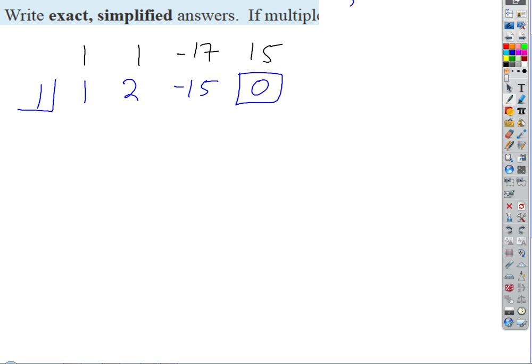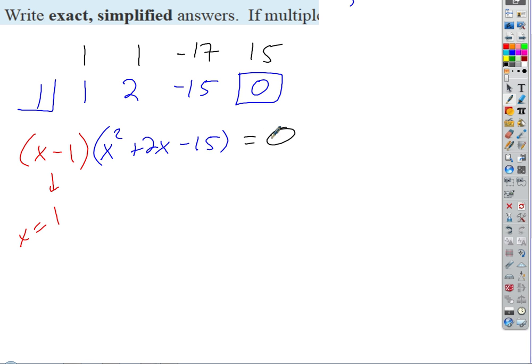What does this correspond to in terms of a quadratic factor? Okay, good. This corresponds to x squared plus 2x minus 15. We don't have to write it, but 1 was a successful zero, so that would have been the factor x minus 1. We don't need to write that because we already have that zero. So this one gave us x equals 1. Now we just need to find the zeros of the quadratic factor.